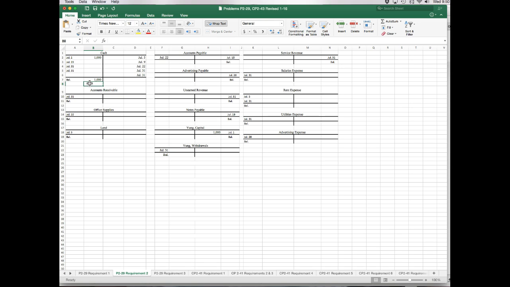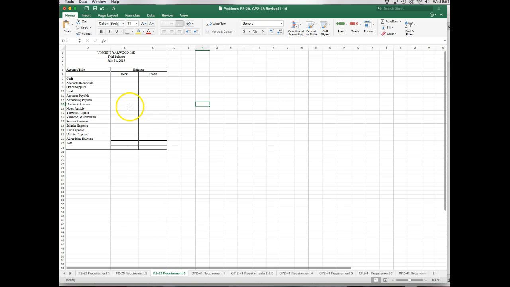Once we're done completing and transferring all the amounts from the journal entries over to the T accounts, we then take the final balances that are in the T accounts and we go to requirement 3 and we simply list them. So all you're doing is copying the balance that you had in each of those accounts and moving them over to what's called the trial balance, which is basically just a check to see whether your debits equal your credits. Because remember, for every transaction, debits must equal credits. So at the end, our debits must equal our credits.